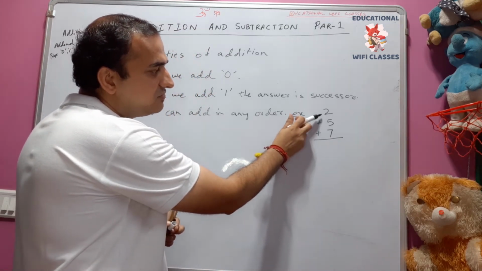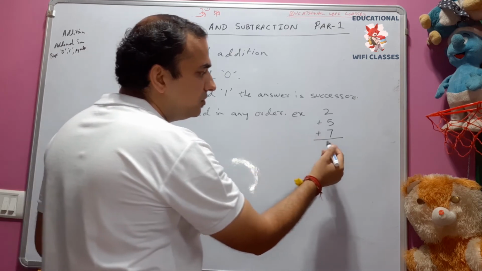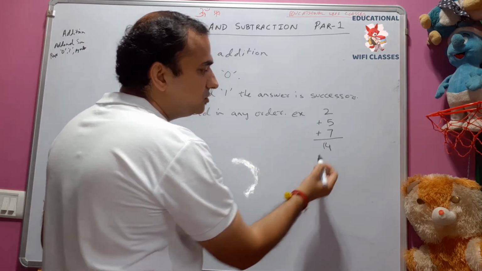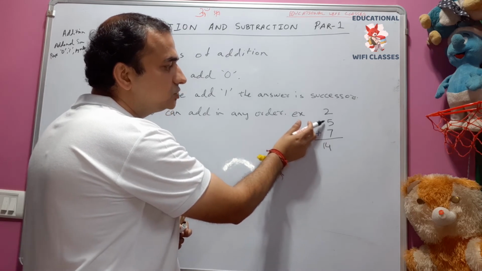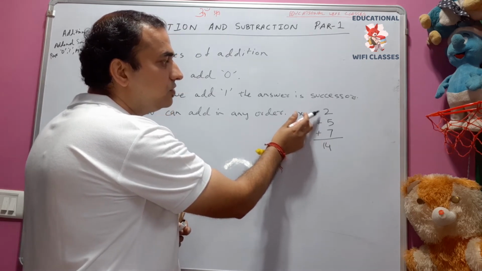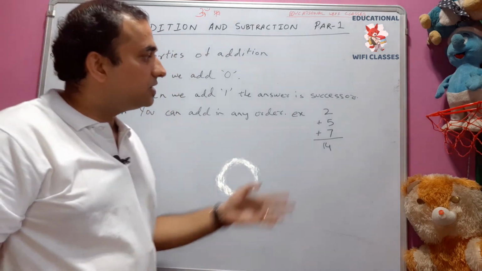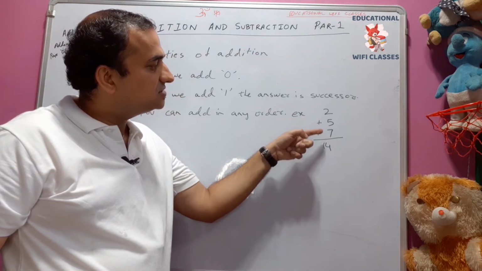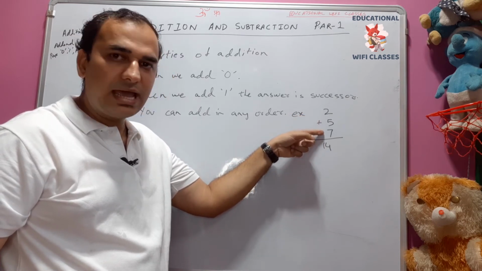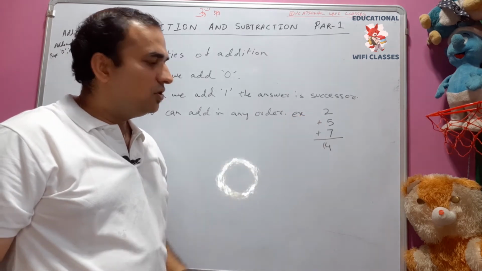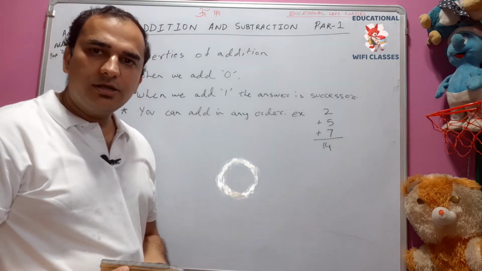You can start from the top. 2 plus 5 is equal to 7. 7 plus 7 is equal to 14. But if you want to start from the bottom, you can do that also. 7 plus 5 is equal to 12. 12 plus 2 is equal to 14. You can also add the outer numbers first. 2 plus 7 is equal to 9. 9 plus 5 is equal to 14. This is called order. So you can add in any order.